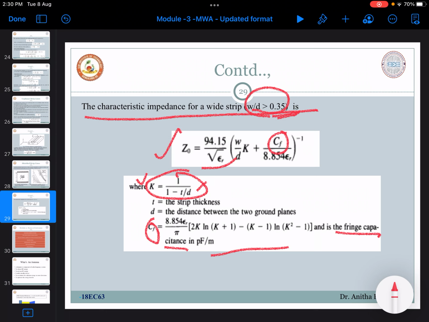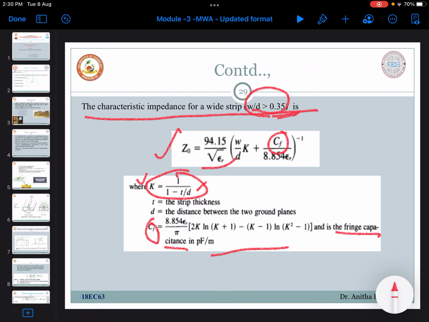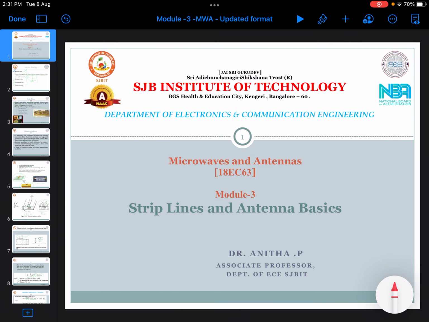Okay, so we have completed the different types of strip lines. In the previous session we covered one; in this session we have covered these 3 strip lines: parallel strip line, coplanar and shielded strip line. So with this, the first part of module 3, which is the strip lines part, is completed.